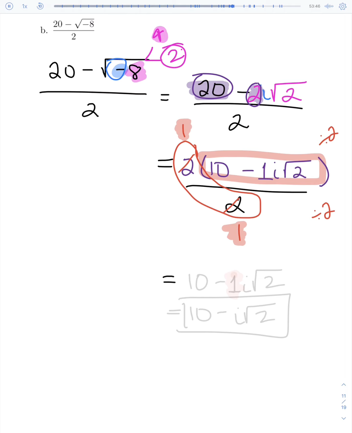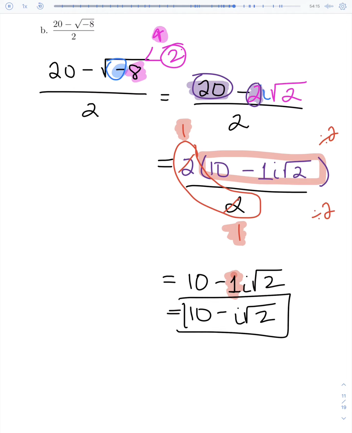The 10 minus 1i square roots of 2. And we've said this before as well, the 1 that's out in front of the i does not need to be written either. It's like saying 1x. You don't need to write the 1 out in front of x's either. So we can rewrite that as 10 minus i square roots of 2. And we're done.